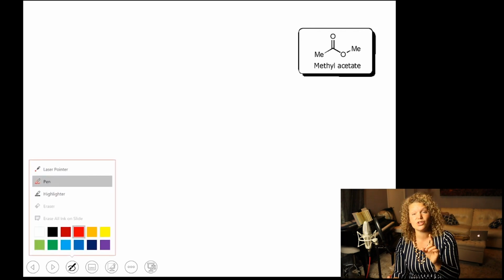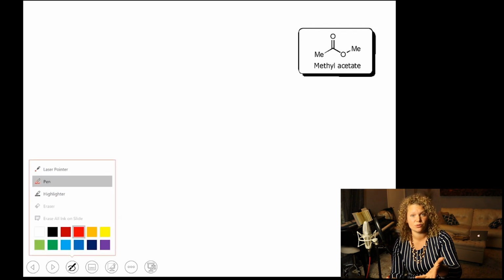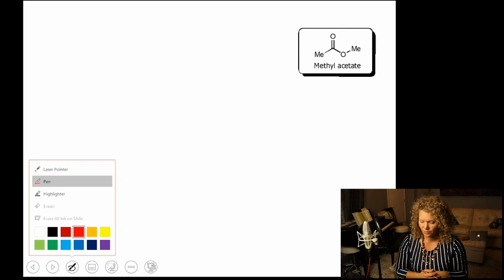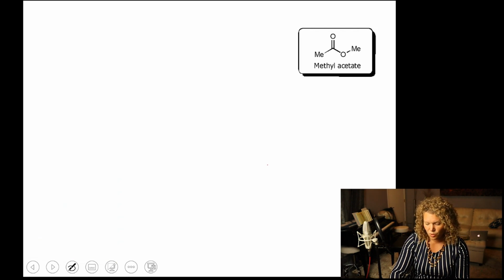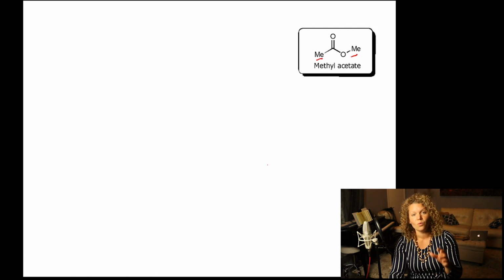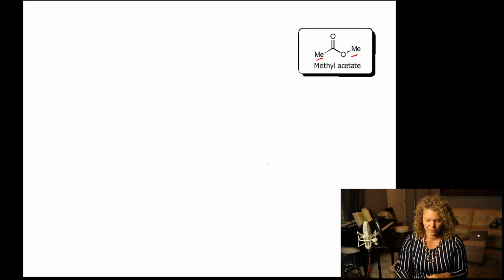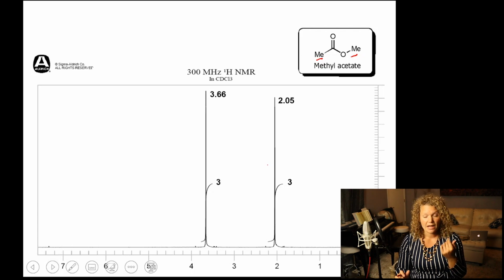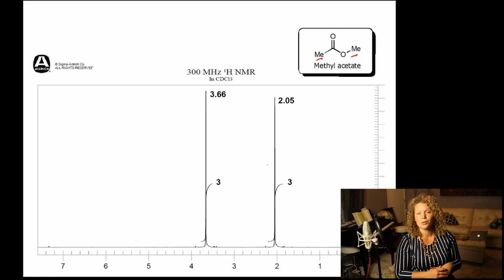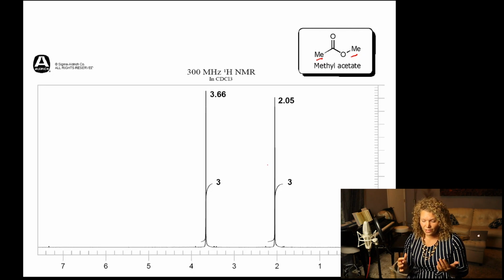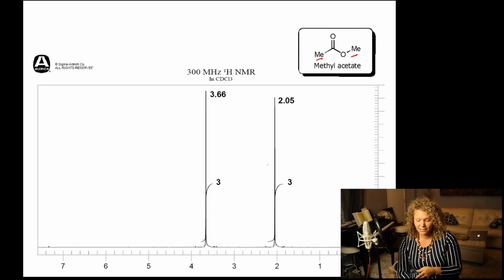Well, we don't have any symmetry, right? There's no symmetry in this molecule. Therefore, these two methyl groups would show up as two different signals. All right, so we know they show up as two different signals. They both have 3 hydrogens. Here I'm showing the proton NMR. Now my question is, which signal corresponds to which methyl group?